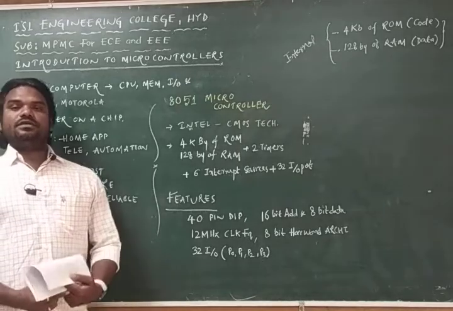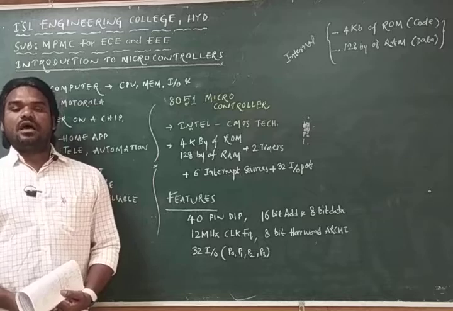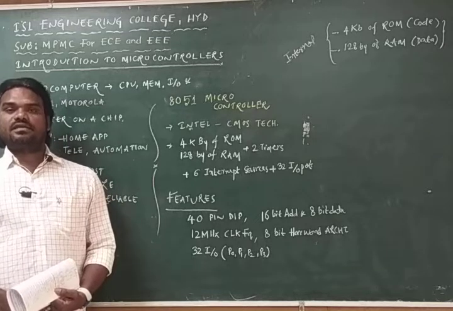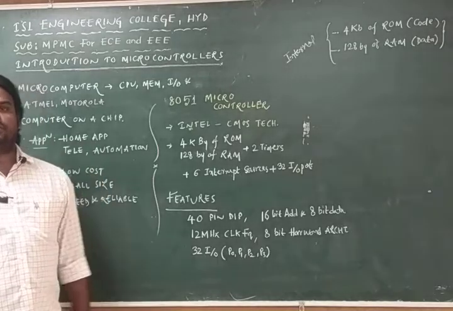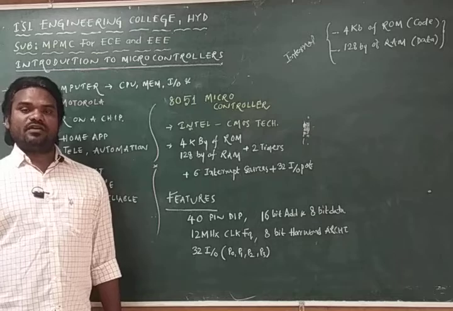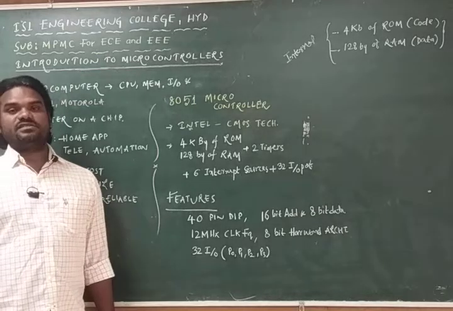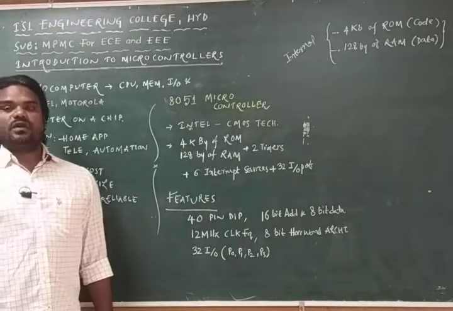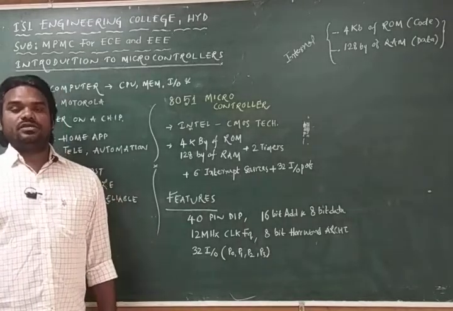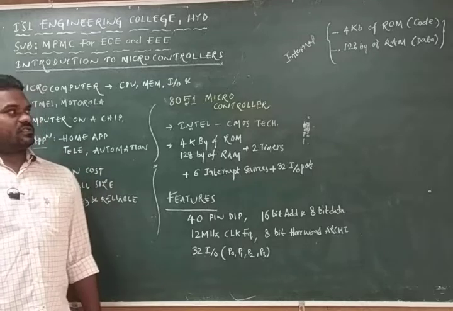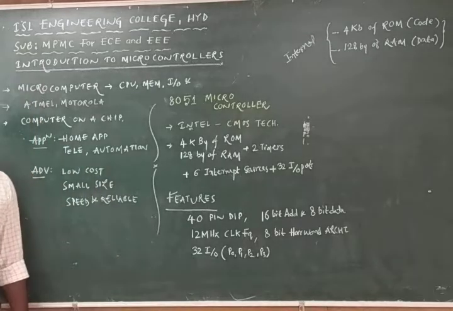And in the third unit, we have discussed how the input, output and peripheral devices can be connected with the 8086 microprocessor and the 8085 microprocessor. How the input output devices are interfaced to the microprocessor, we have discussed in the third unit.